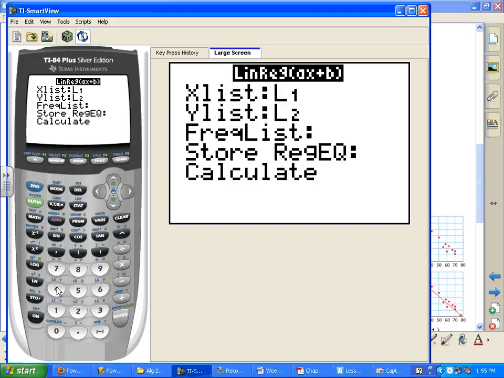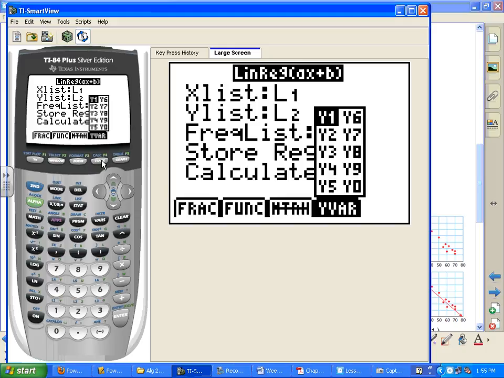Okay. All right, and then we're going to do one more thing. Our X list is list 1, Y list is list 2. We're not going to worry about the frequency, but go down to where it says store regression equation. This means store regression equation. We're going to put that in Y1 so that when we hit graph again, it'll actually put the line on our graph. So to get to Y1, we're going to go to alpha and trace.